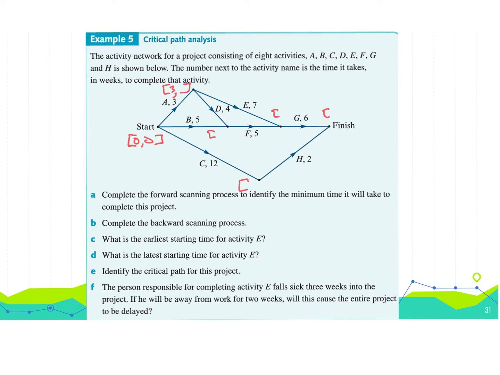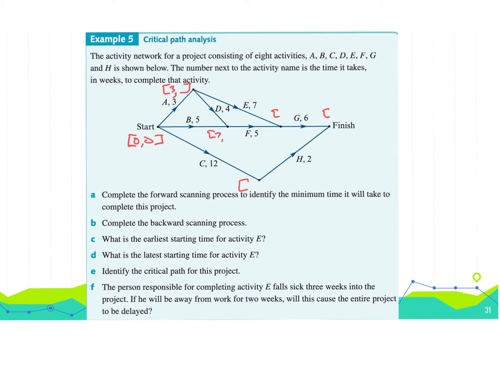If I follow here, I go 3, and then I come back here, I'll be finished in 7, and I need to do D before I do F. If I just go this way, I'll be finished at the end of 5. We're talking weeks now, 5 weeks. But I can't start F until I've done D, and I can't start D until I've done A. So what's going to go in here is my earliest start time, which is 7.